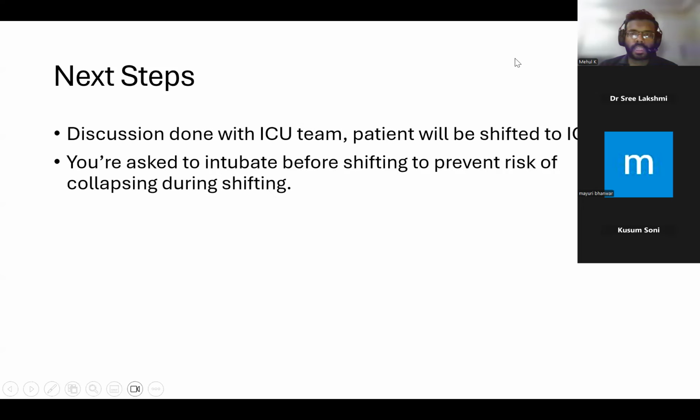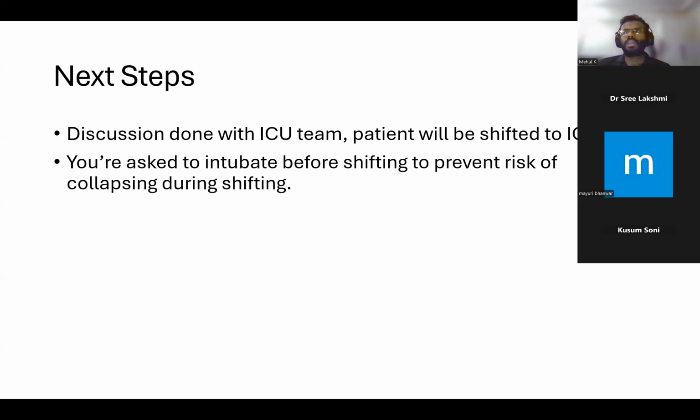So after that, the next step is we discussed with the ICU team, and they decided that the patient is going to be shifted to the ICU. The ICU is a bit far away in another building. So they asked you to intubate this patient before shifting, because the patient's hemodynamics was still unstable.